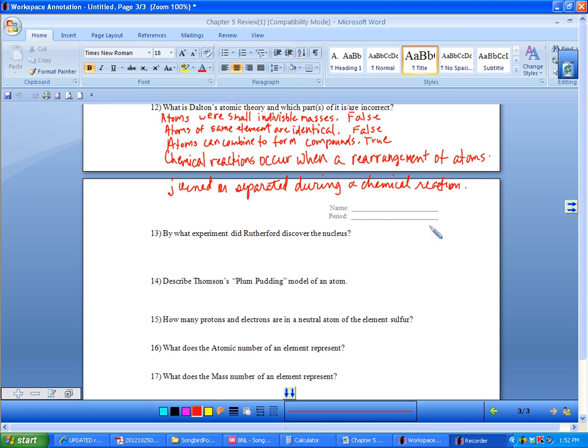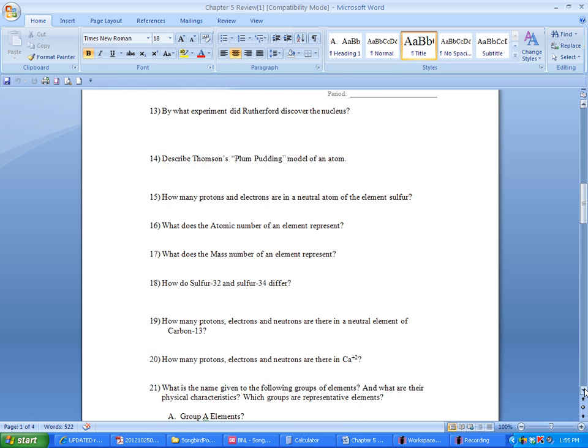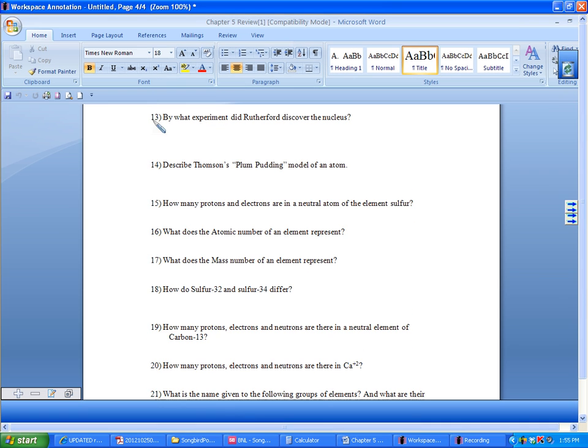Okay. Now, number 13 says, by what experiment did Rutherford discover the nucleus? So let's scroll on down and take care of number 13. And what he did was the gold foil experiment. There's a picture of that in your notes, but basically he shot a beam of alpha particles at a thin gold foil screen.